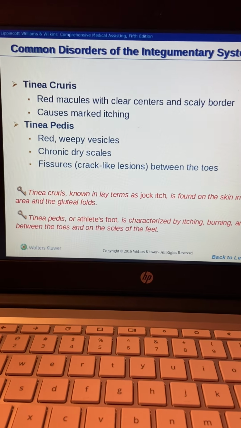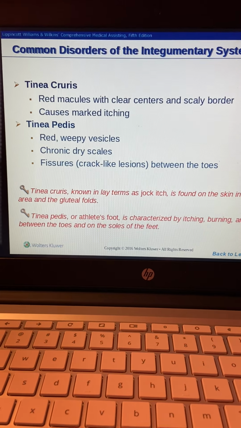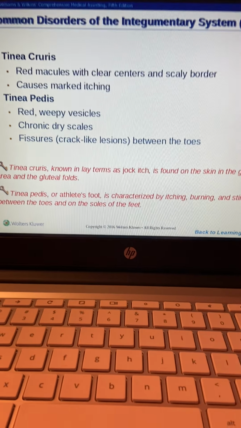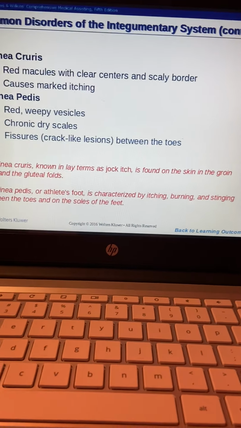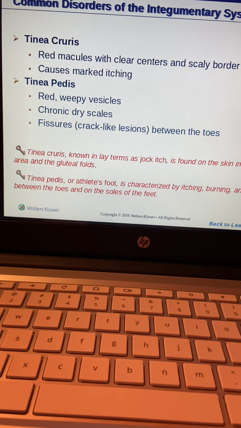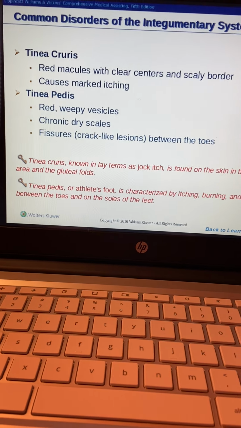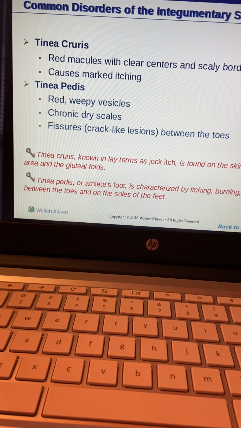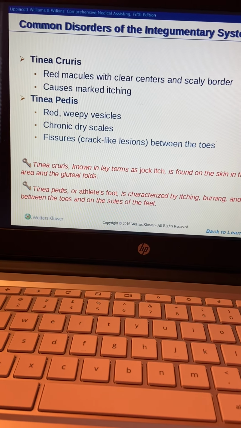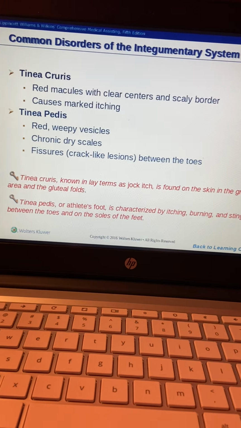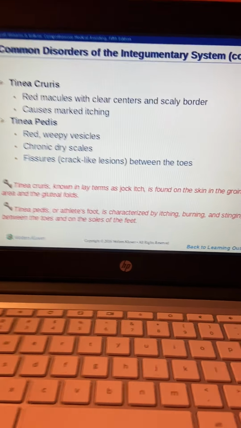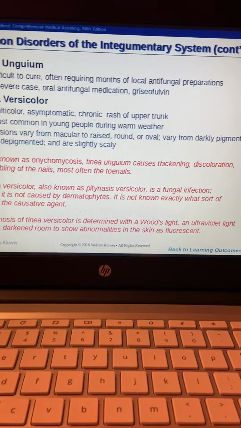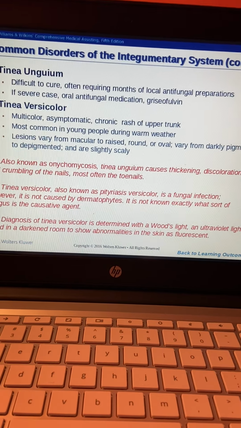We have tinea pedis, which is better known as athlete's foot. It is characterized by itching, burning, and stinging between the toes and on the soles of the feet. These vesicles are red and weepy, with chronic dry scales, and sometimes you have fissures or crack-like lesions in between the toes. Tinea unguium.